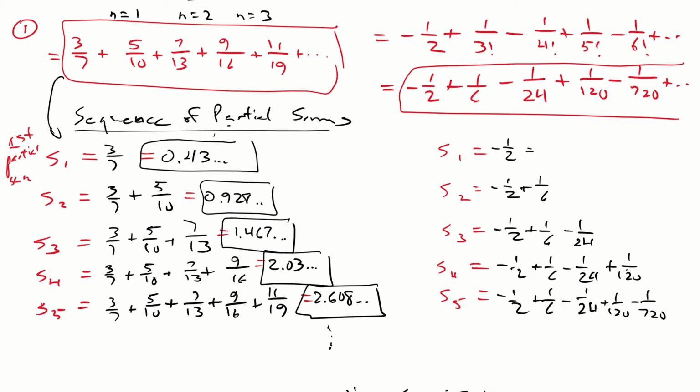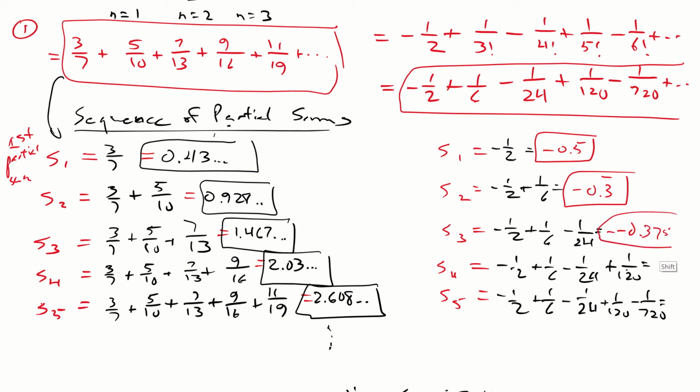And of course, yours truly went to the trouble with a calculator to speed things up a little bit. And for these, I got, up here, negative 0.5. That's the first term in the sequence. And the next one is negative 0.3, and it just repeats. The next one is negative 0.375. Okay.